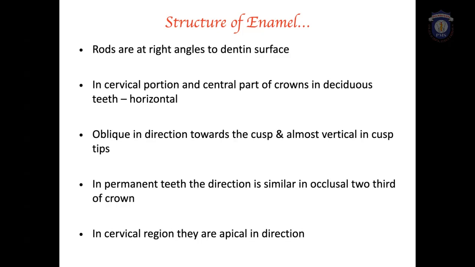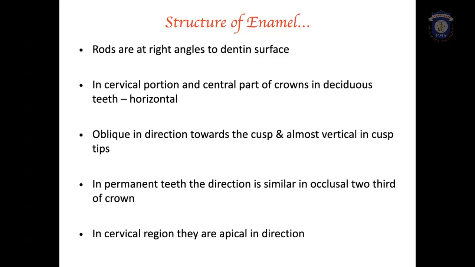Whereas in the other teeth, especially in the inner part near the DEJ, the enamel rods are arranged at a right angle. When it comes to the cervical portion of the crown and the central part of the crown of the deciduous tooth specifically, these enamel rods are arranged horizontally, not vertically, which makes a right angle. It is oblique in direction towards the cusp and almost vertical in the cuspal tip.